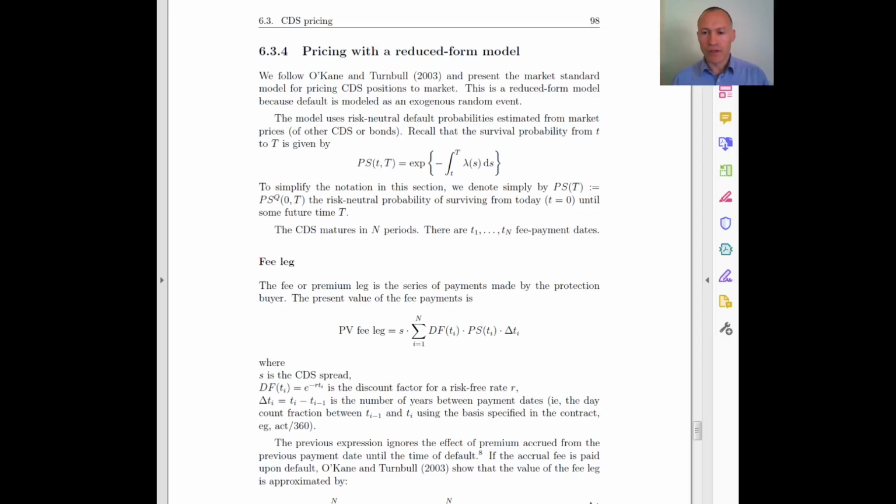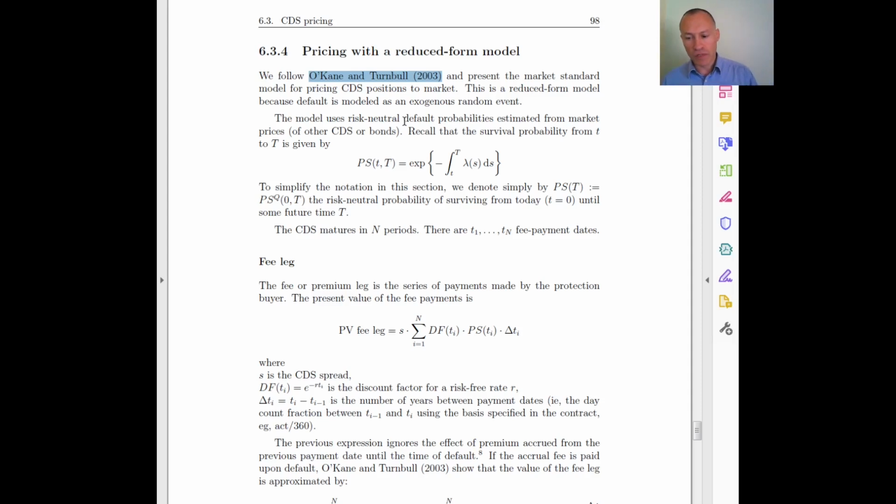Hello everyone. We're now going to the second stage of CDS pricing, where we're going to use a full-blown model to price a CDS. So we're going to use the model in this paper here. We're going to have to specify more assumptions, but we will get in the end a very precise price for the CDS that we can use for trading.